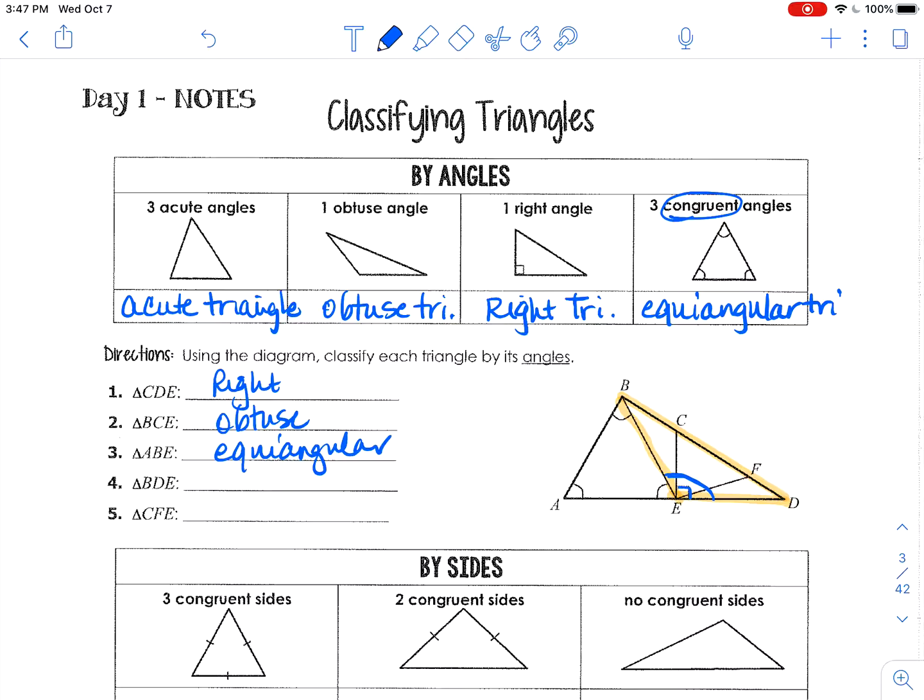Okay, what I'm looking at now is also an obtuse triangle. See how it's greater than 90? In fact, we can see that this would be a 90, but we've got more than 90. And so this is another obtuse triangle.